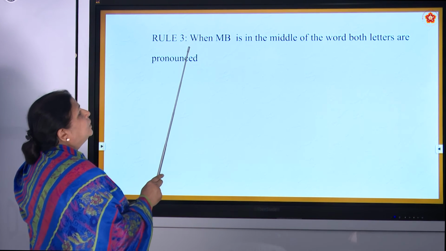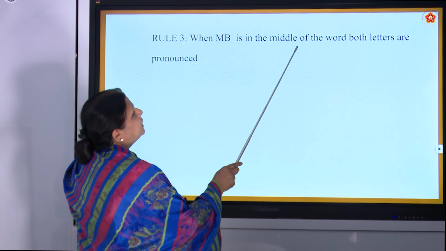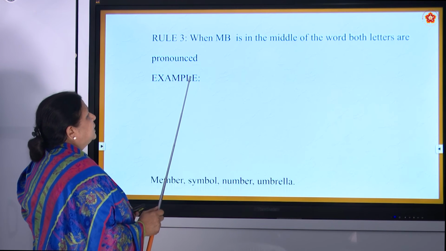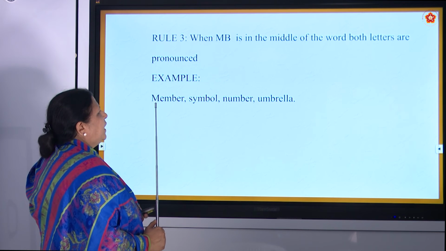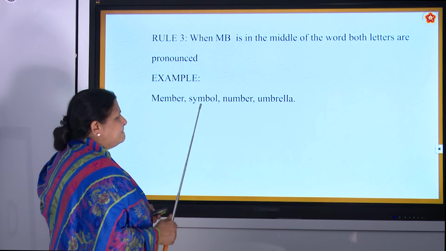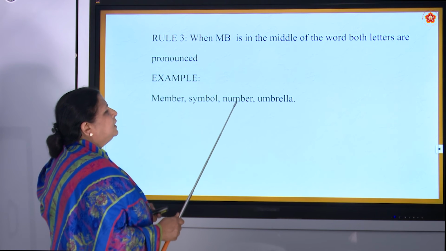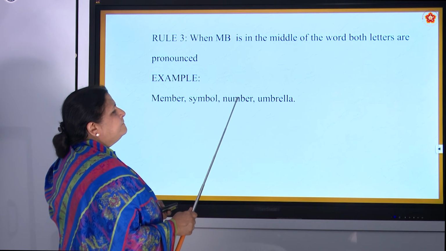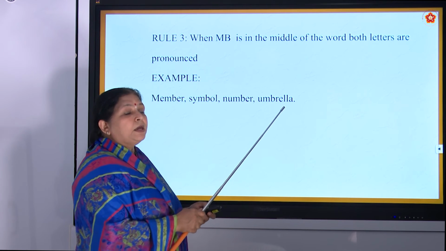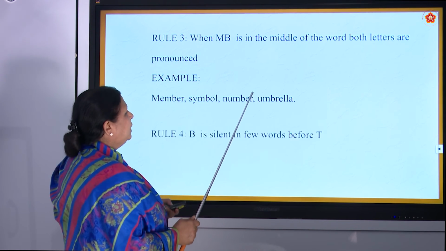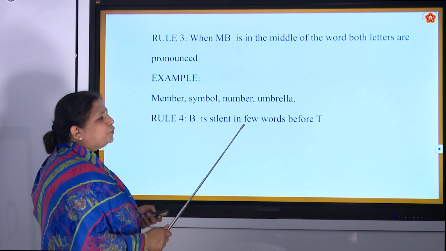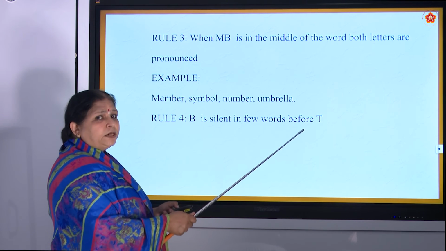Then the third rule. When MB is in the middle of the word, both the letters are pronounced. Okay, let us see. Which are these words? Member, M-E-M-B-E-R, member. Symbol, S-Y-M-B-O-L, symbol. Number, N-U-M-B-E-R, number. Umbrella, U-M-B-R-E-L-L-A, umbrella.